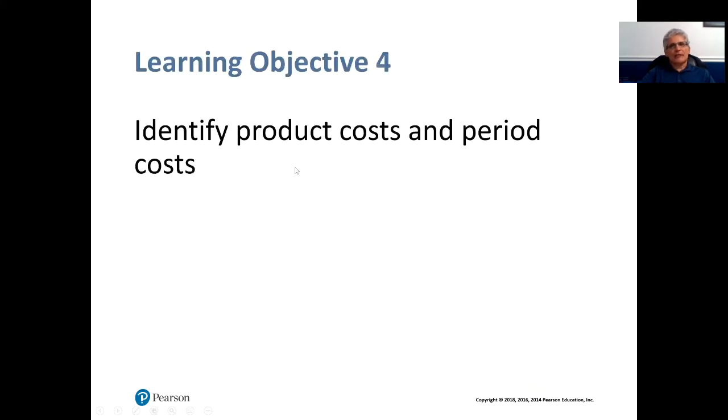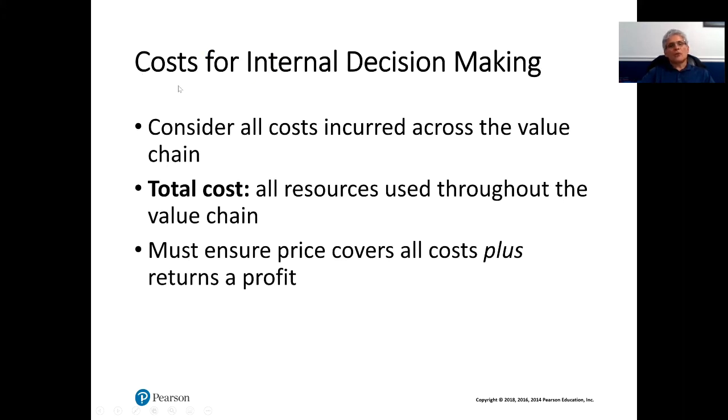Objective number 4: identify product costs and period costs. When we're talking about costs for internal decision making, we're trying to consider all costs incurred across the value chain. Well, the value chain is what we talked about earlier, that slide with the list of costs associated with the value chain. The total costs are all resources used throughout the value chain.